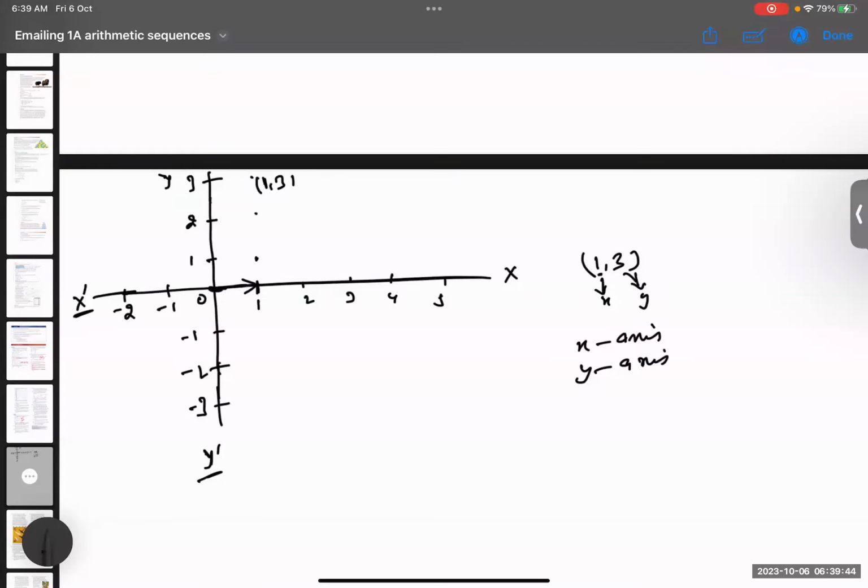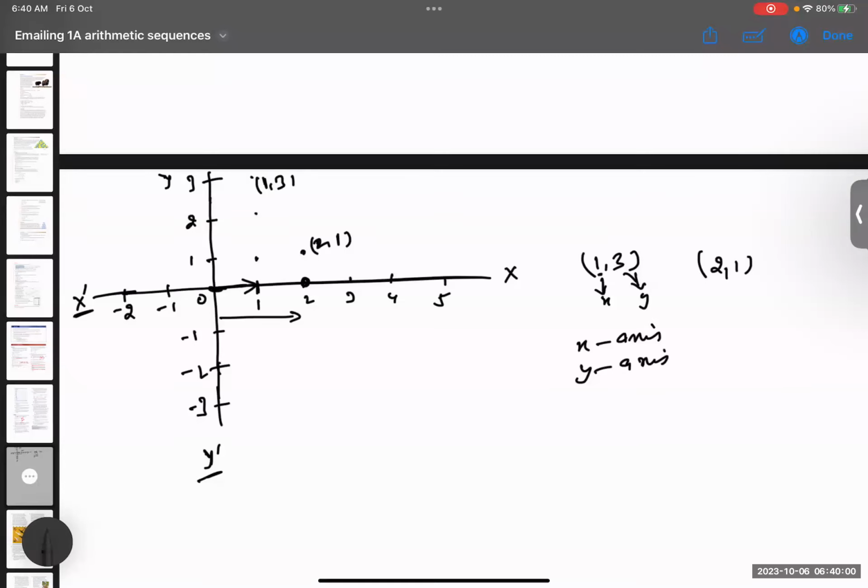Suppose I have to find out the point (2, 1). Then we have to go 2 in this direction, then 1 point upward. This point is (2, 1). Is it clear?